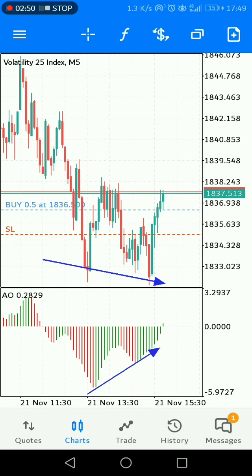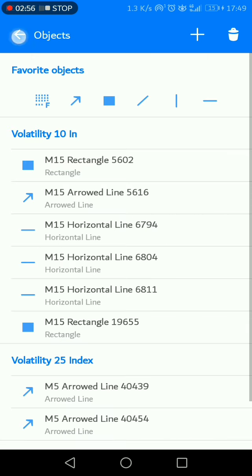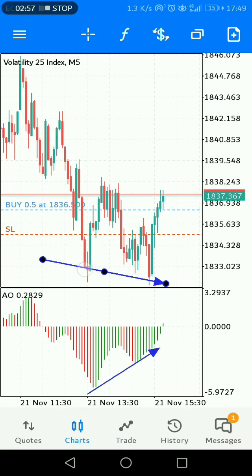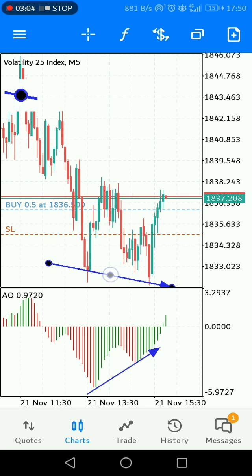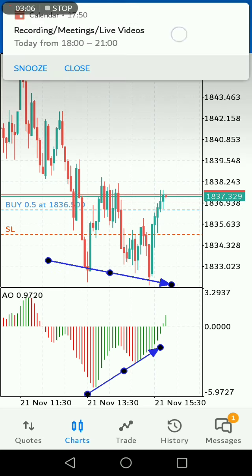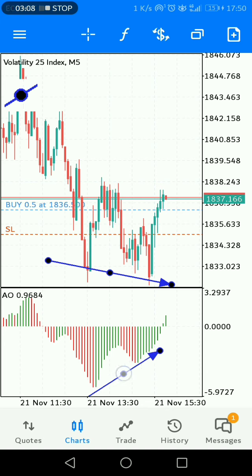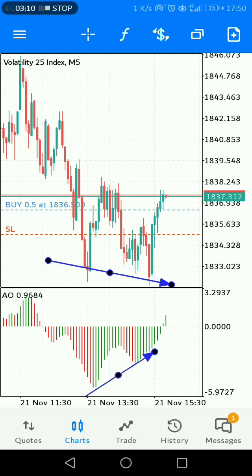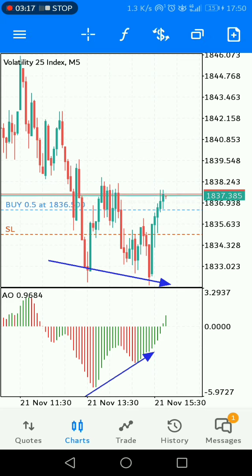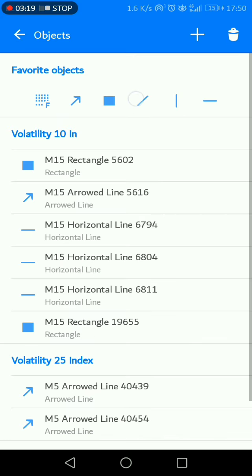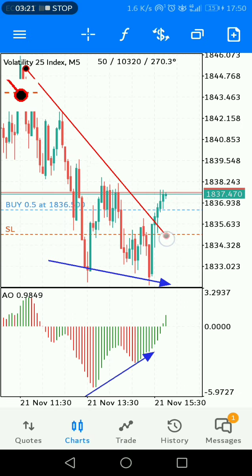As you can see, when the market is moving to the downside, creating a lower low from this first low right here to this second low right here, the market is showing you that it's going in the downward direction. But if I go to my awesome oscillator, you can see the market is now showing you that it's going into the upside. Once I saw this on this trade here, I also confirmed with a trend line break right here.